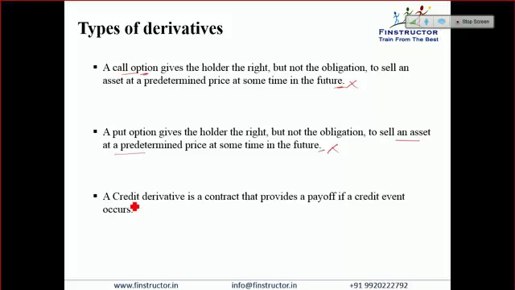A credit derivative is a contract that provides a payoff if a credit event occurs. So if one company defaults, or if the bond of a particular company is downgraded, then a payment will be contingent. This kind of contract will be called a credit derivative.